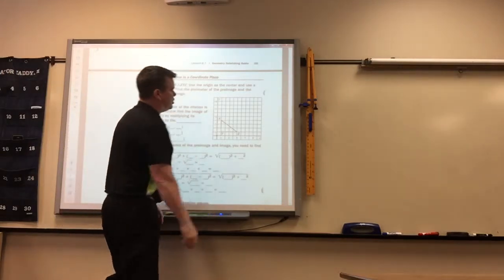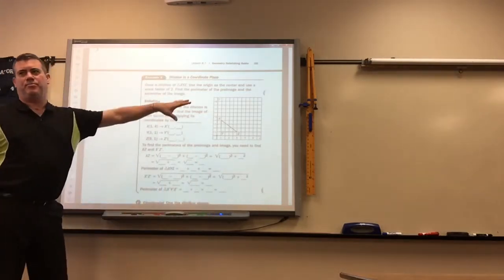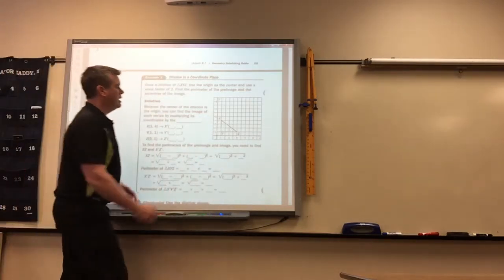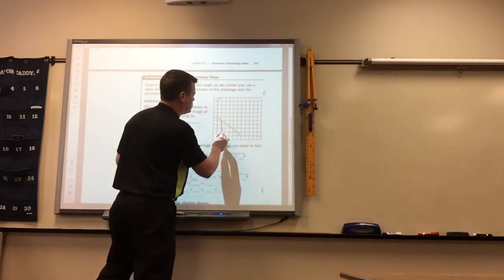So here's how you do a dilation on a coordinate system. They have this triangle, X, Y, Z.